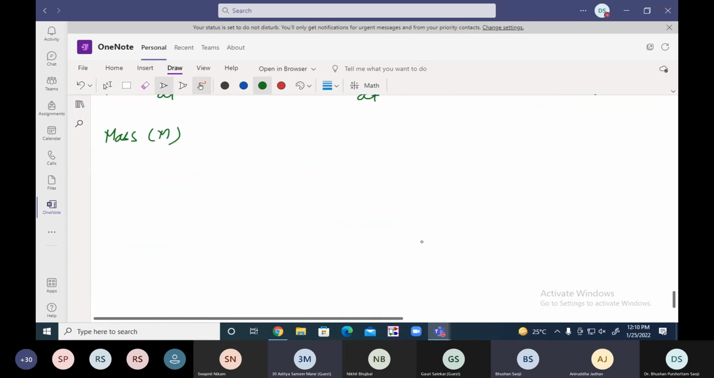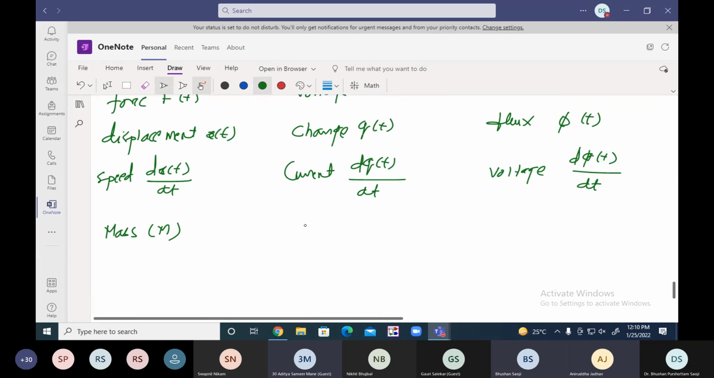Are you all able to understand this? Mass is perfectly understood. Initiation phase we have done, and then stakeholders.